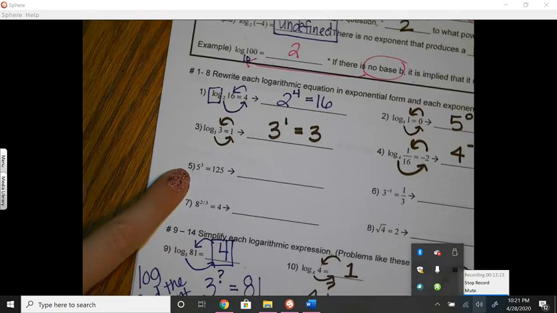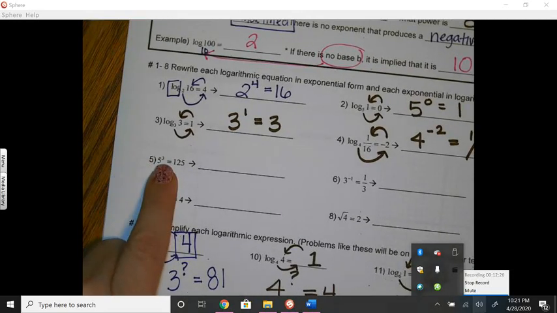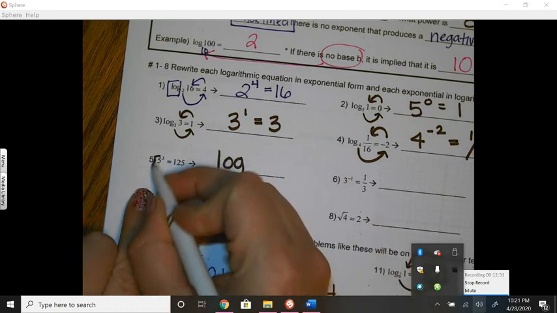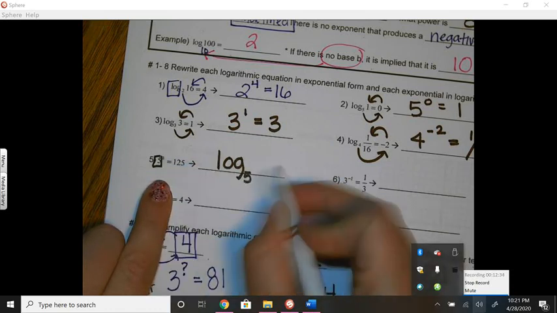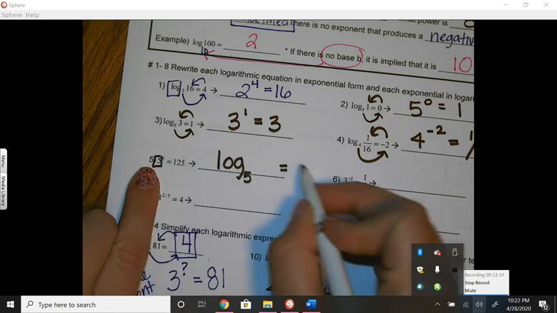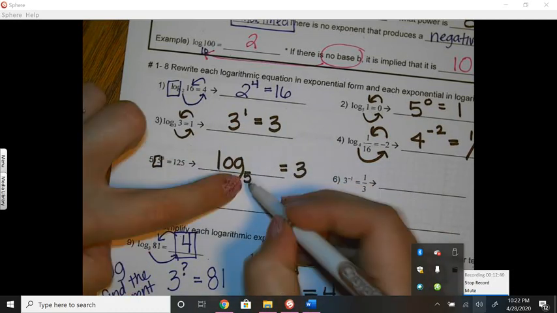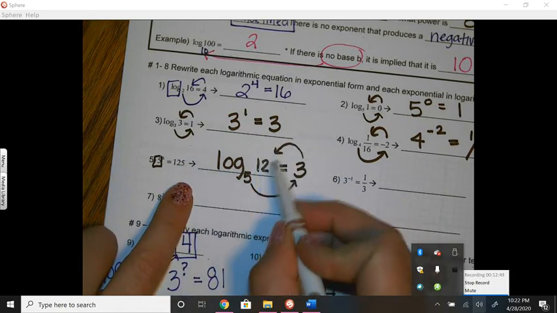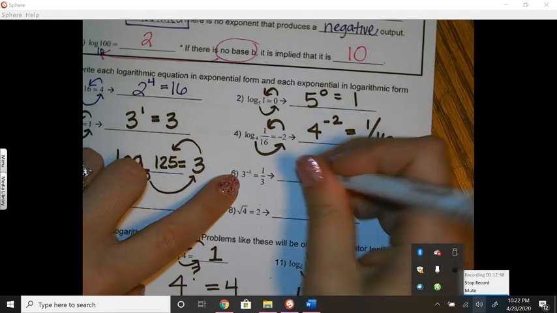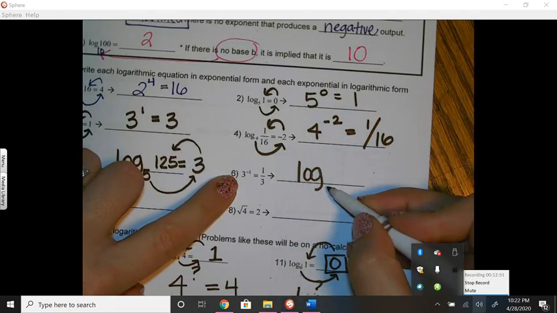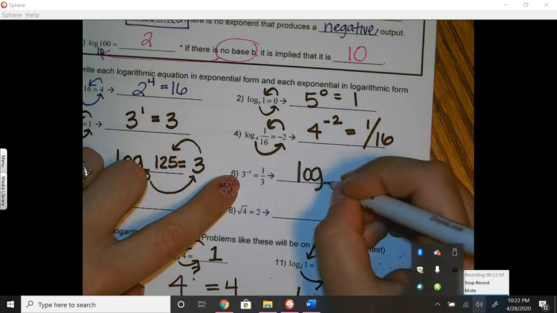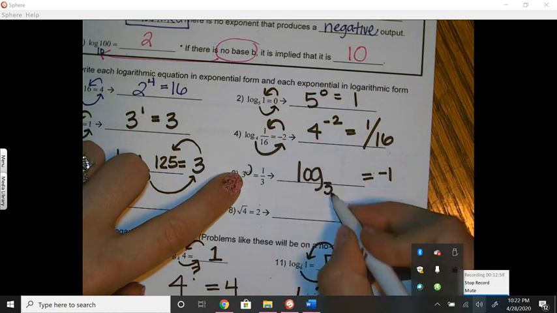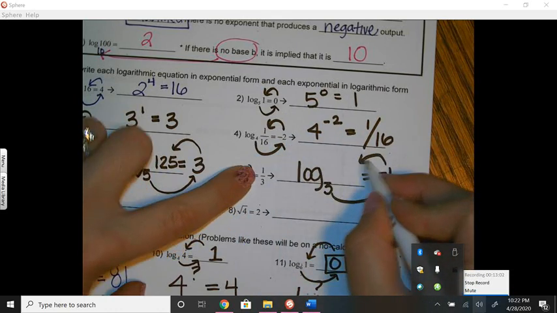Okay, now example 5, it already has the exponent, so we need to write it with a log. So remember, the little number that goes here is the base, the number that has the exponent, so the 5. And remember, log means find the exponent, so the answer is going to be 3. So now 5 to the 3rd power equals 125. Okay, over here, log, the little number that goes here is the base, so it's a 3. And the number that it equals is the exponent, so -1. And then 3 to the negative 1st power equals 1/3.